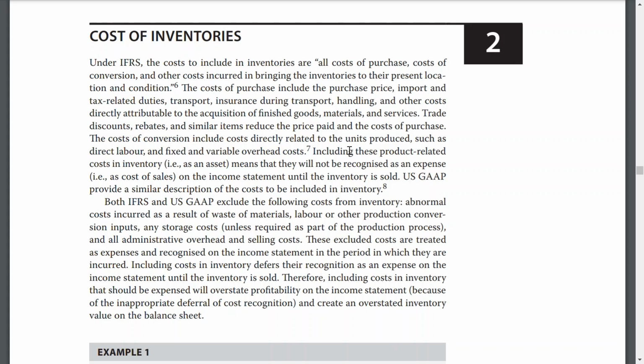Both IFRS and US GAAP exclude the following costs from inventory: abnormal costs incurred as a result of waste of materials, labor, or other production inputs, and storage costs. These are treated as expenses and recognized in the income statement in the period in which they are incurred. Including costs in inventory defers the recognition of the expense on the income statement until the inventory is sold. Therefore, including costs in inventory that should be expensed will overstate profitability on the income statement and create an overstated inventory value on the balance sheet.